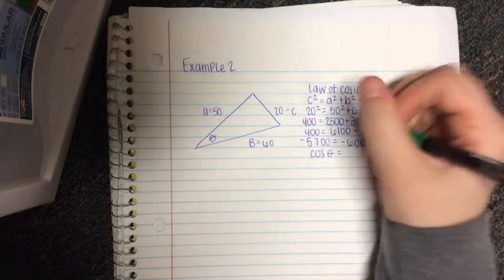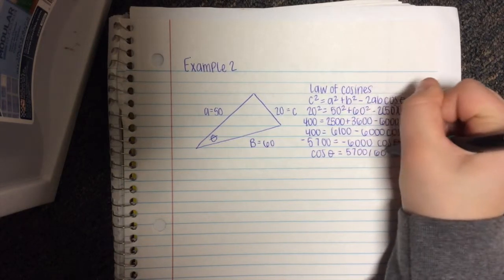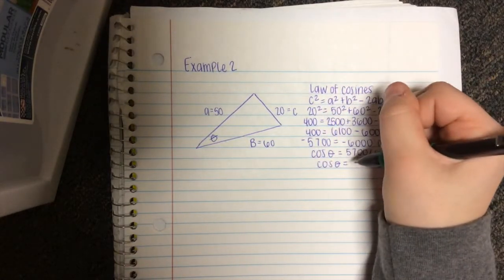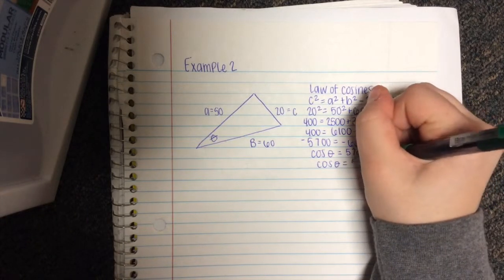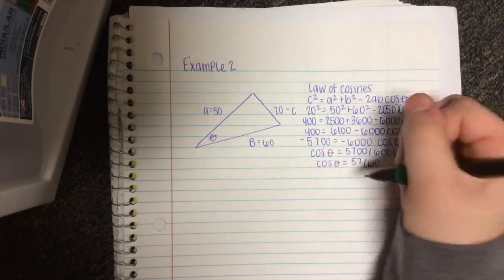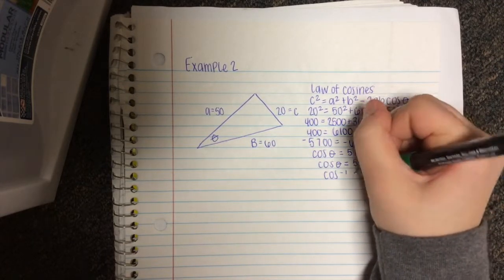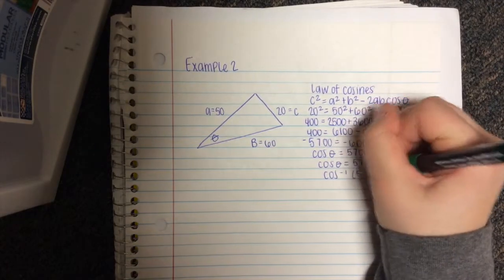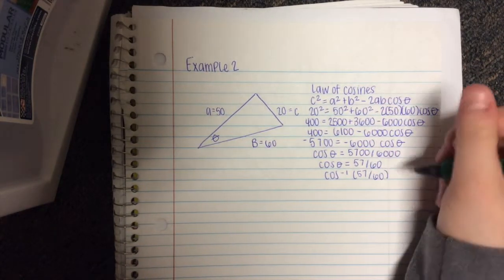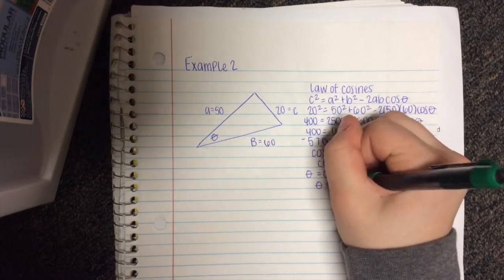Following this step, we must divide each side by negative 6,000, leaving us with the equation cosine theta c is equal to negative 5,700 over negative 6,000, which we can reduce to 57 over 60. Because we are finding theta c, we must use the inverse cosine. Using the calculator to solve for the inverse cosine of 57 over 60, we approximate and get 18.2 degrees.